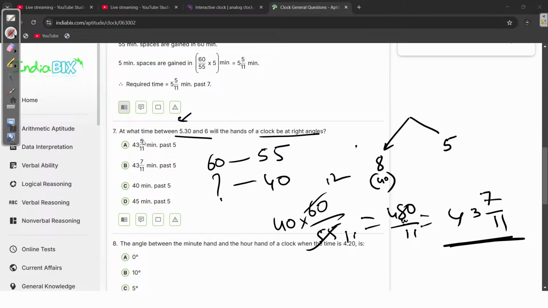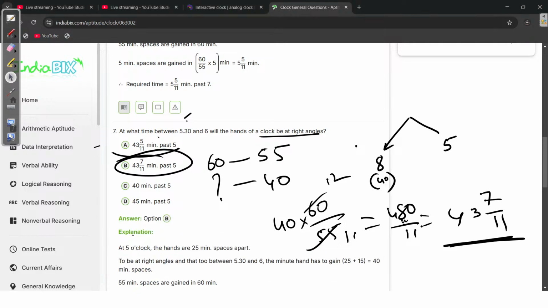So after 5 o'clock, 43 7 by 11 means this one. This one should be your answer. Sorry, 43 7 by 11, second one, not first one. Not 5 by 11, that is 7 by 11. So let us check here. You can see that's the answer.